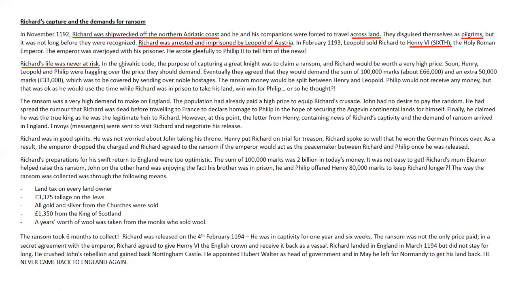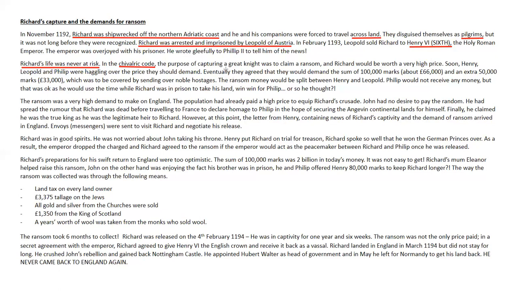Now, Richard's life was never at risk. The reason for this is the chivalric code. The purpose of capturing a knight was to claim a ransom. You would not capture someone to kill them in those days. You would capture someone to get money for them. That's really important that you understand, because it's very, very different. The chivalric code is about being honourable.